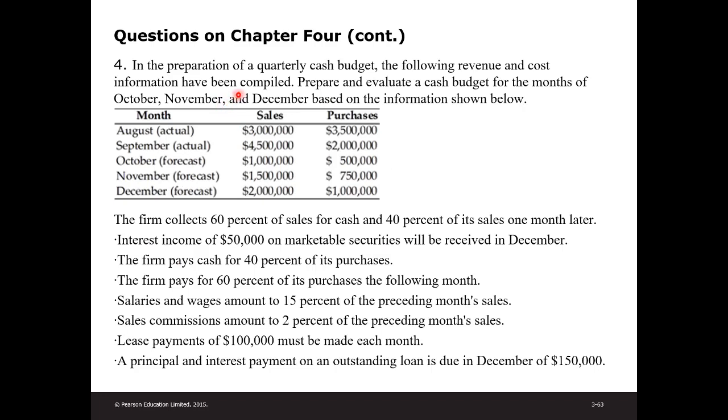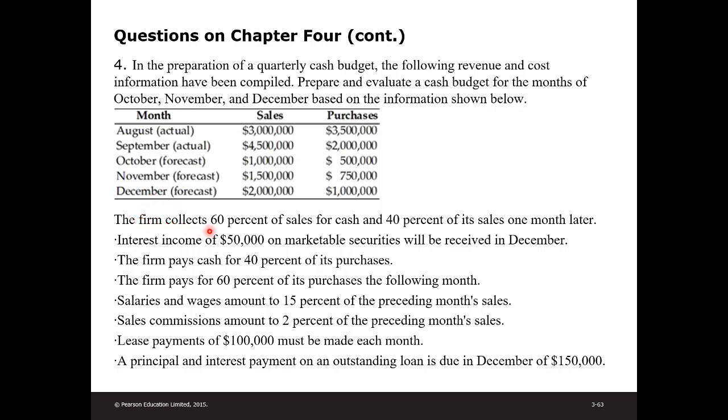In the preparation of quarterly cash budget, the following revenue and cost information have been compiled. Prepare and evaluate the cash budget for the months of October, November, and December based on the following information. Here we have the actual and forecast sales and purchases for August, September, October, November, and December. We need to forecast the cash budget for these 3 months. Also, we have another information.